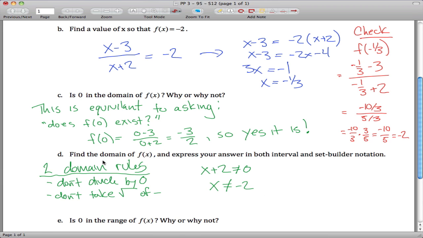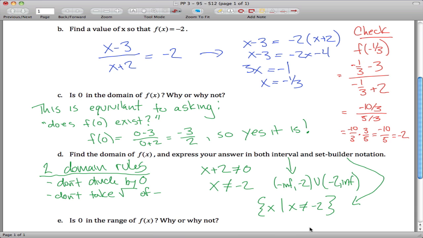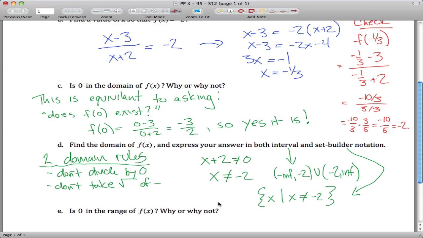So the domain is all numbers out there except for -2. And the way you write that in interval notation is everything from -infinity up to -2, union everything from -2 up to infinity. This is everything less than -2, this is everything bigger than -2. And in set builder notation, it's the set of all x such that x does not equal -2. So there's two ways to write the same thing, our domain of f of x, which is everything except for -2.